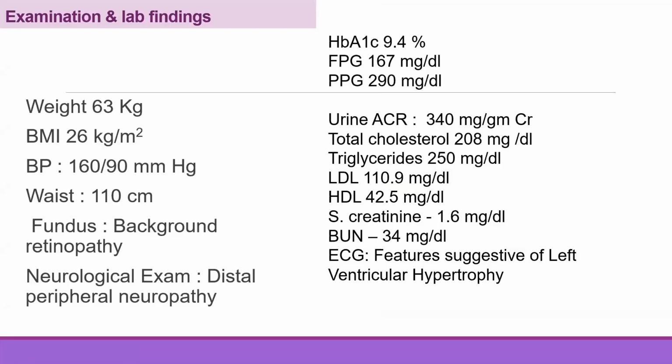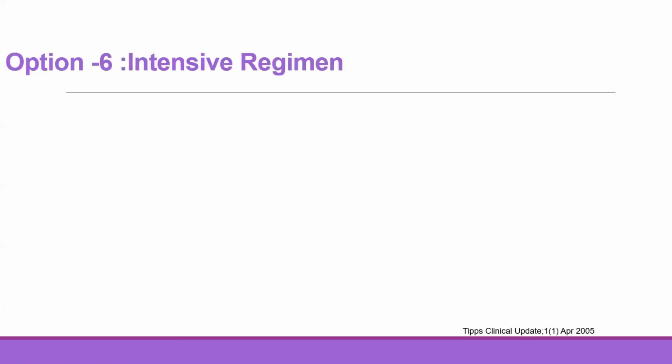If we look at the examination findings, we find multiple problems: hypertension, background retinopathy, peripheral neuropathy, HbA1c 9.4, ACR 340, dyslipidemia with LDL 110, creatinine 1.6, left ventricular hypertrophy. So the patient has multiple risk factors for cardiovascular disease, and a lot of other comorbidities like obesity, hypertension, dyslipidemia, and renal disease. So we have to start with an intensive regime.